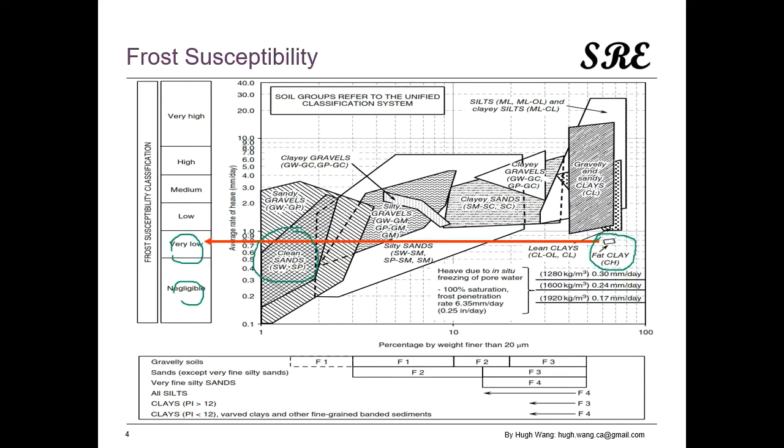According to this chart, the fat clay is supposed to be non-frost susceptible or F1. Why can high plastic clay be considered a non-frost susceptible soil? In this video, I will not dive into it. If you want to know the answer, please watch another video I created.